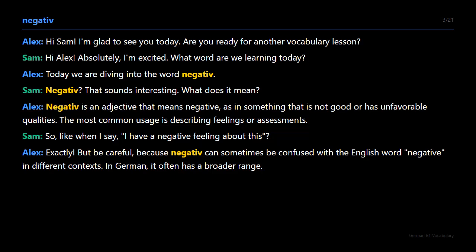So, like when I say, I have a negative feeling about this. Exactly. But be careful, because negativ can sometimes be confused with the English word negative in different contexts. In German, it often has a broader range. Got it. Are there any grammar rules I should know about?